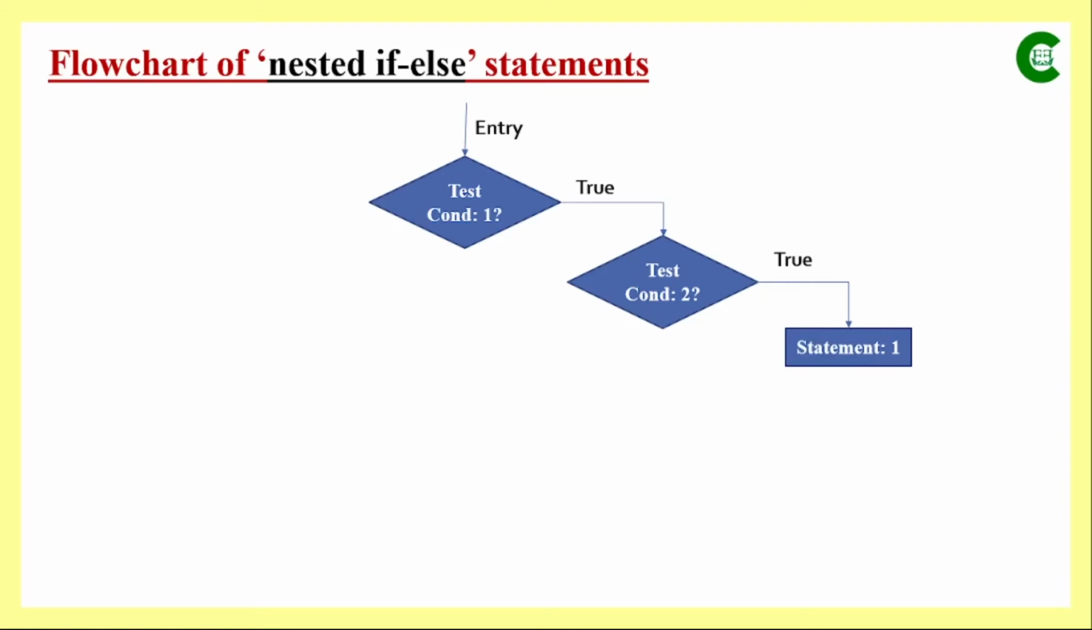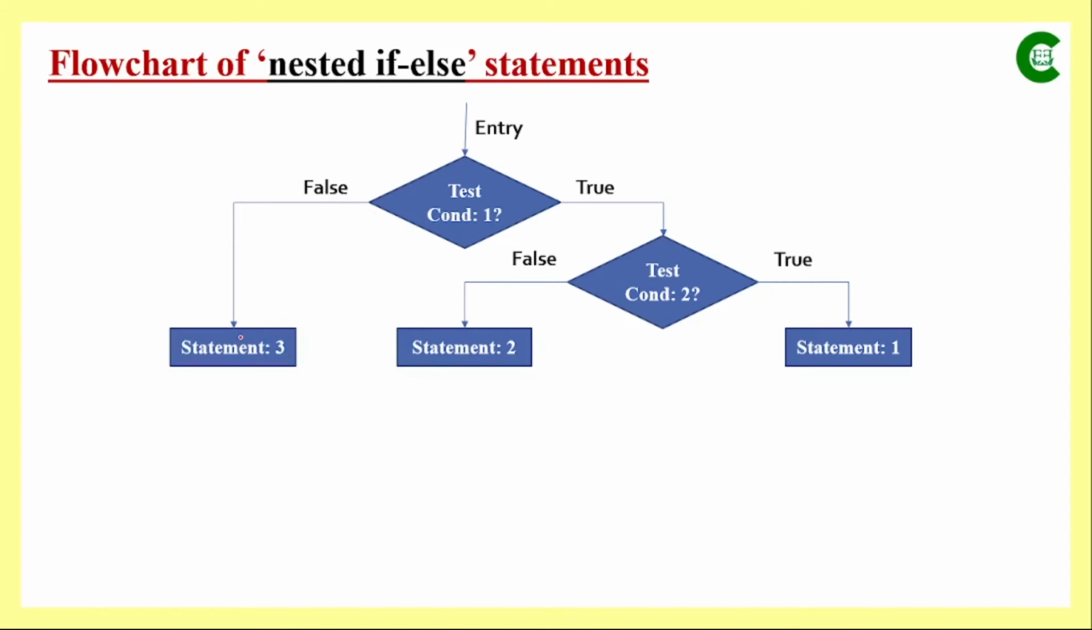But if the result of the second condition is false, then the program flow will go to this side and the program will execute another statement or another block of statements. And if the result of the first condition is false, then the program flow will go to this side and it will execute another statement. And once all these condition checkings and executions are done, the program flow will go to statement X and that will be executed.